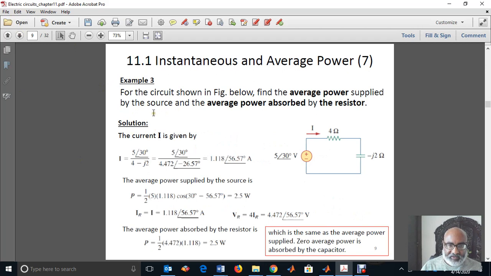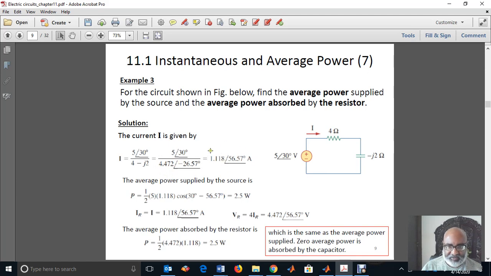Now this is also another example for the circuit shown in this figure. Find the average power supplied by the source and the average power absorbed by the resistor. What is the average power supplied by the source? Again we determine the phasor current. The current I is 5 at an angle of 30 degrees over the total impedance. The total impedance is 4 minus J2, then we change it to phasor form like this, and we get this.